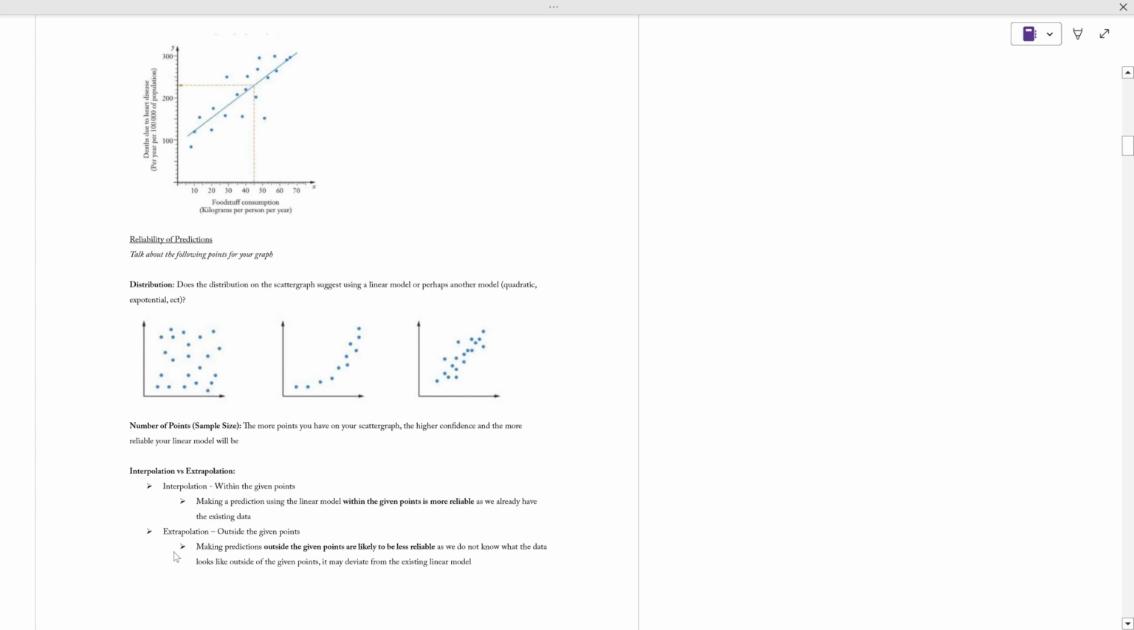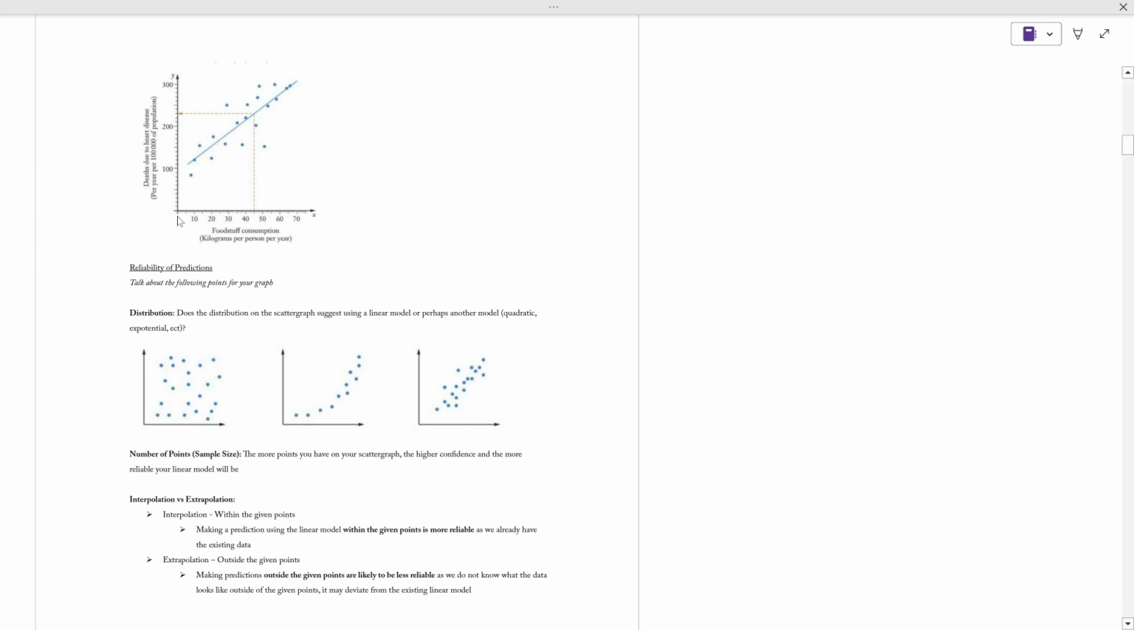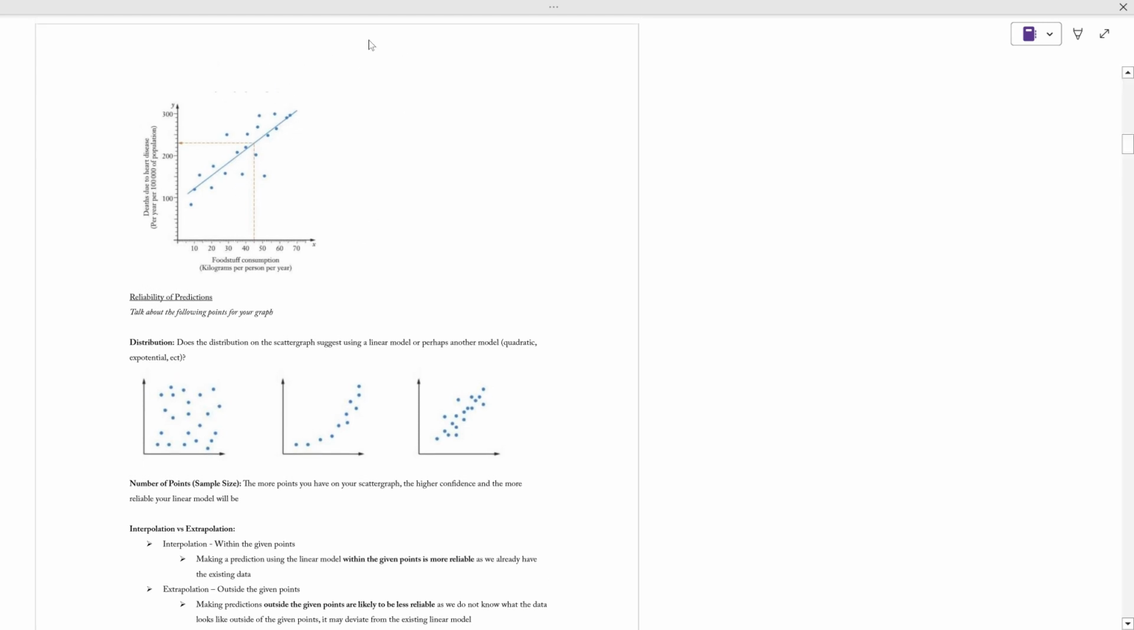Whereas the opposite of that is extrapolation. We're predicting outside the data set. Making predictions outside the given points is likely to be less reliable as we do not know what the data looks like outside of the given points. It may deviate from the existing linear model. What I mean by that is, let's say the question was to find the number of deaths due to heart disease per year for someone that consumes 100 kilos of foodstuff per year. We don't have that data here. Our data set doesn't capture that. We're extrapolating because it's outside the given data set, and it's less reliable because at the end of the day, we don't have the data.